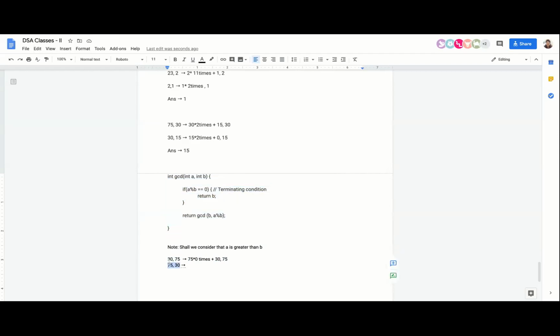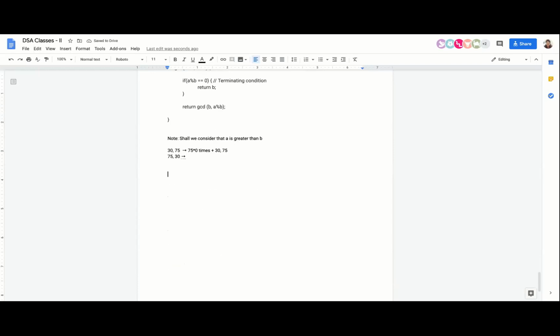So you don't need to worry about whether A is greater than B or not. If it is not, then automatically the numbers will be reversed in the next iteration and next recursion, and A will automatically become greater than B in that case. So you don't need to worry about that. Okay? Understood? Okay. So see how we are doing here.